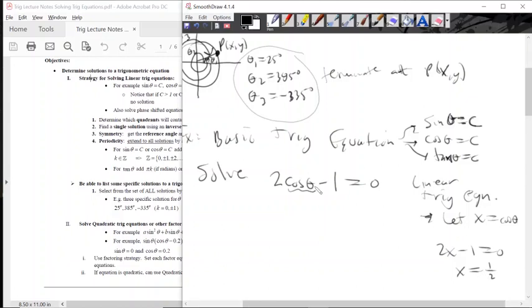But we actually want to know what theta is here, right? So if we were to solve this equation to get theta, we add 1 to the other side, and then divide by 2, just as we would have done here. We solve for the cosine of theta. Cosine of theta is equal to 1/2. Now we have to consider what are the solutions to that.